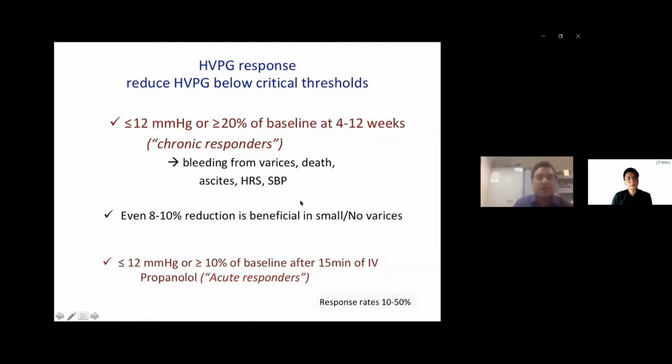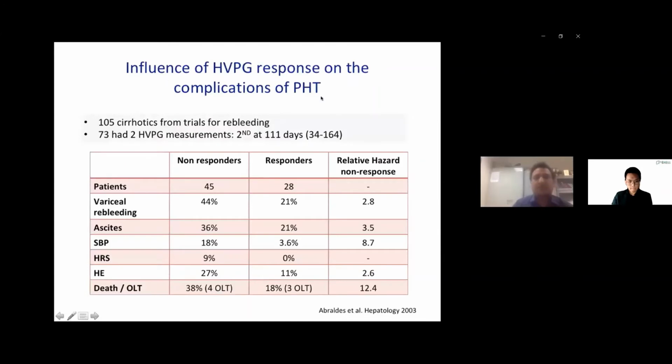And may be helpful clinically. Sometimes the patient may be lost to follow-up, and to know the acute response with propranolol: after 15 minutes of IV propranolol, a 10% reduction of HVPG is considered significant, and these are called the acute responders.